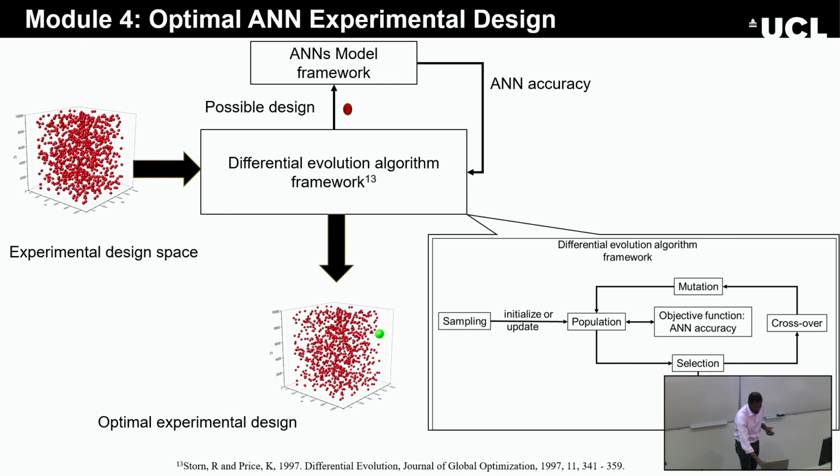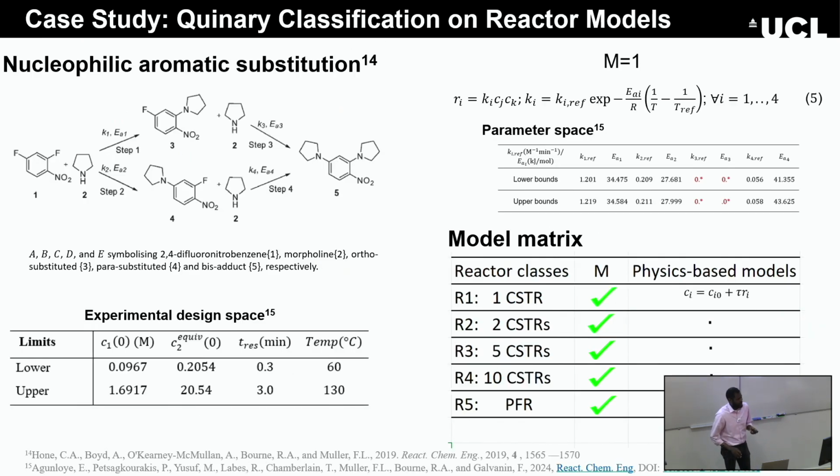So we have applied this framework, the ANN DAU framework, for a quinary classification using the nucleophilic aromatic substitution. So in this reaction, it's pharmaceutically relevant, and we have multiple reaction steps taking place. So we have mono substitution and then di substitution.